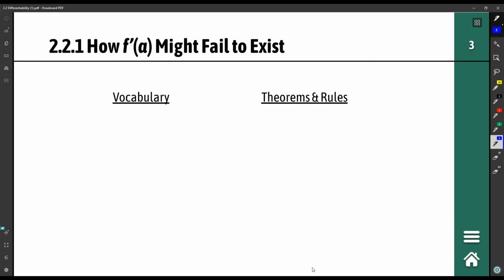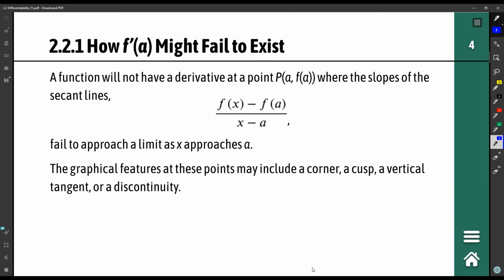This video will be on section 2.2.1, which is how f prime at some particular x value a might fail to exist. We have no new vocabulary and no new theorems or rules in this section. So we begin with this statement. A function will not have a derivative at some particular point P, identified as (a, f of a), where the slopes of the secant lines, defined as f of x minus f of a over x minus a, fail to approach a limit as x approaches a.